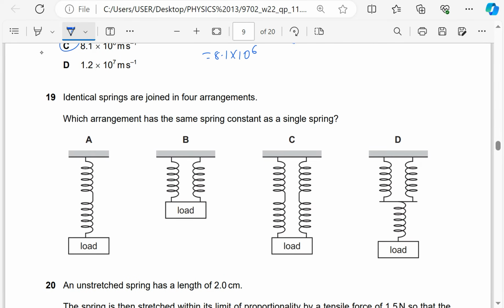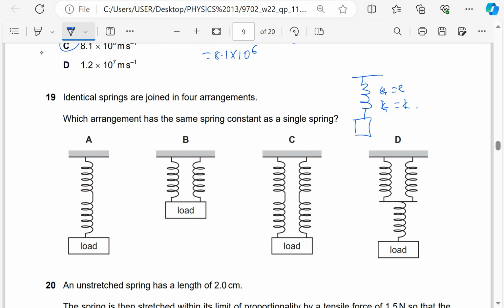Identical springs are joined in 4 arrangements. Which arrangement has the same spring constant as a single spring? Okay, so this is the formation of solids, I guess. So let's start with these two. For springs in series, total extension is the sum. If I have one spring, let's have first of all one spring. If I attach the load, it extends by extension E. So let's say total extension is E, and total constant is K.